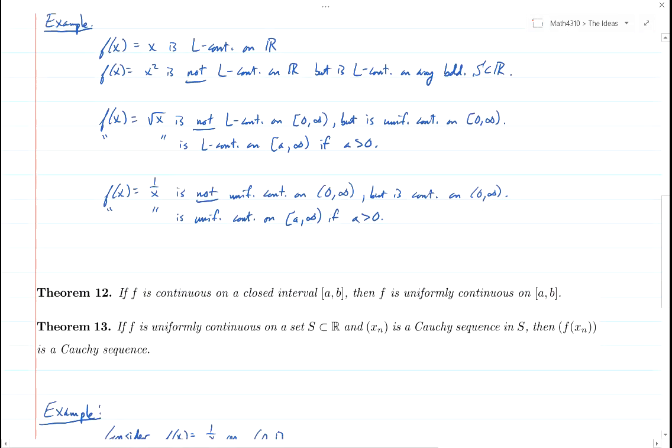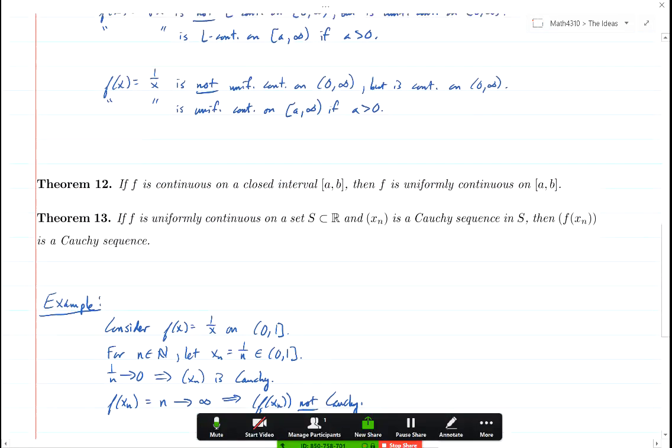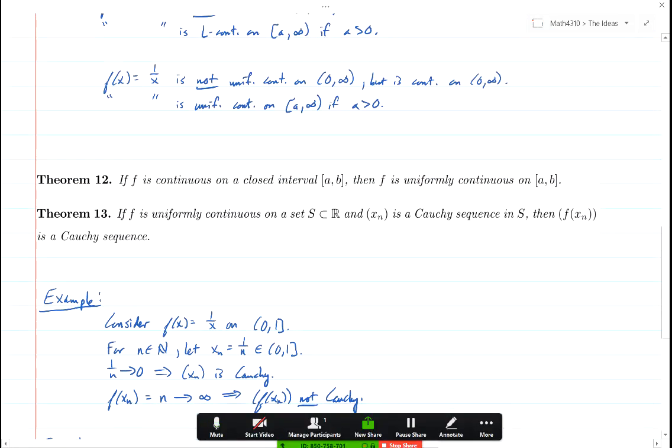So let's get some results. We're just going to hit these main points. These are going to be presented without proof. If you have a continuous function on a closed interval a to b, then that means that f is uniformly continuous on the closed interval a to b.